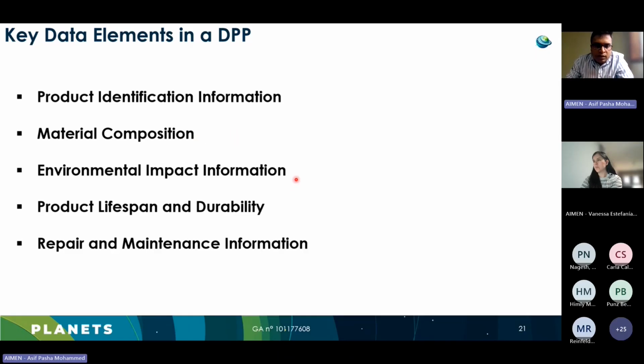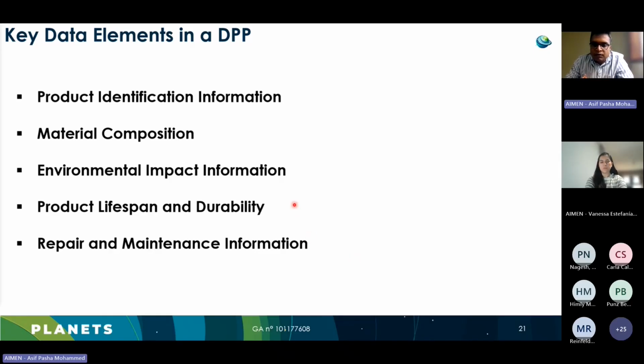And then we have the environmental impact information. This is information on the energy consumption, for example, especially for products that use electricity or other forms of energy during use. Emissions and waste: data on the environmental impact, CO2 emissions that could happen during manufacturing, use, or even sometimes during disposal. And of course, the end of life information, details on how to dispose of or recycle the product and the potential for material recovery. And then the product lifespan and durability.